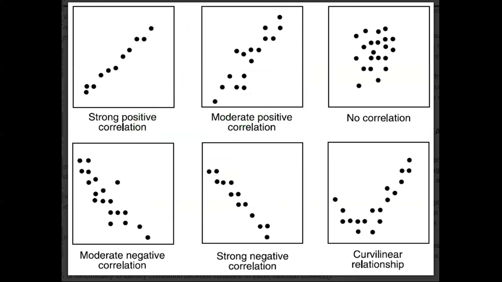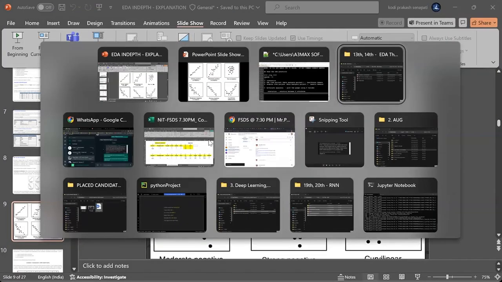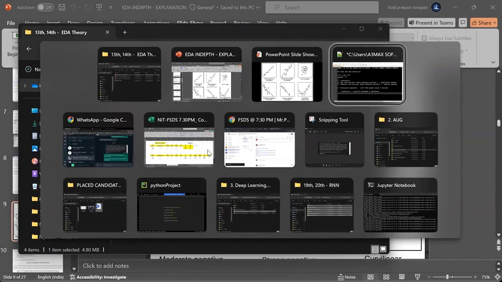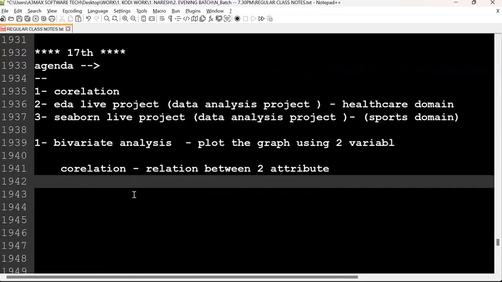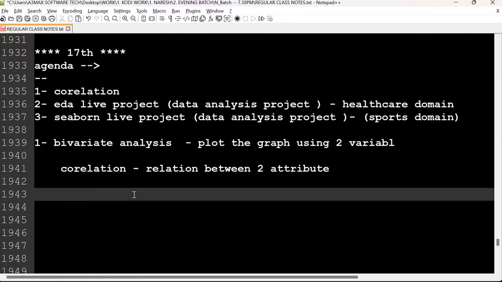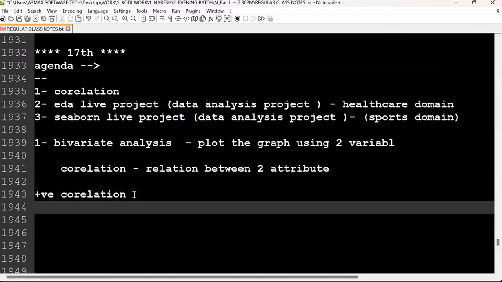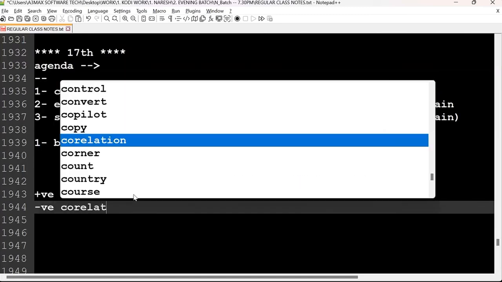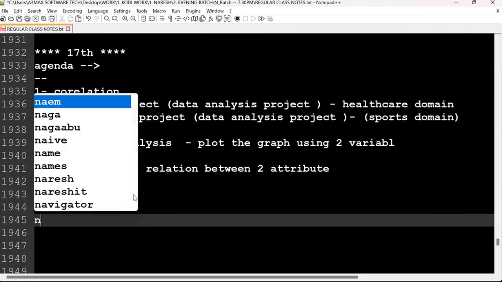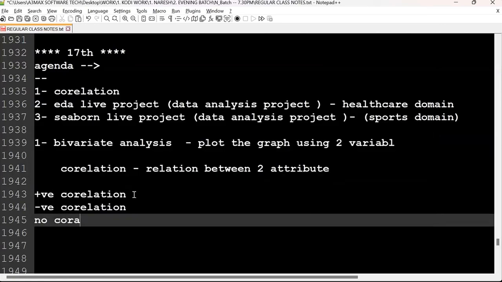So how many of them are clear, guys? So now let me write down here. Correlation is the relation between two attributes. So correlation is divided into three parts. The first one, positive correlation. The second one, negative correlation. Third one, no correlation. So which one do we need to give importance?